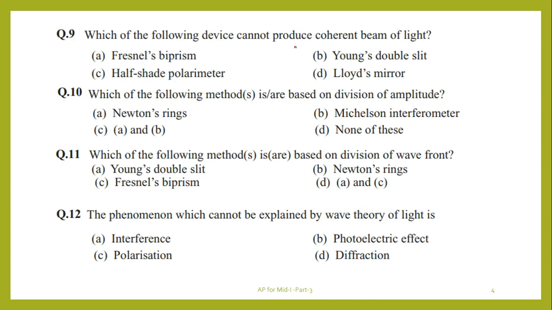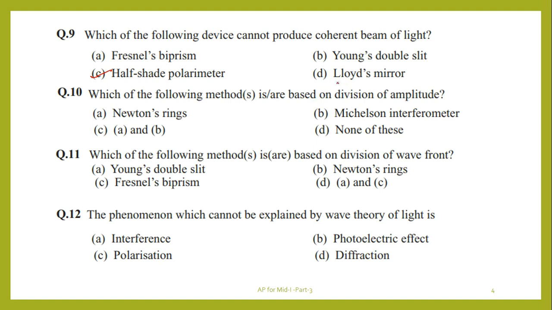Which one of the following devices cannot produce a coherent beam of light? So in this we use different methods to produce a coherent beam, especially Fresnel biprism, Young's double slit, Lloyd's mirror, Newton rings, thin film interference. But the half shade polarimeter is related to polarization. The following methods are based on the division of wavefront.